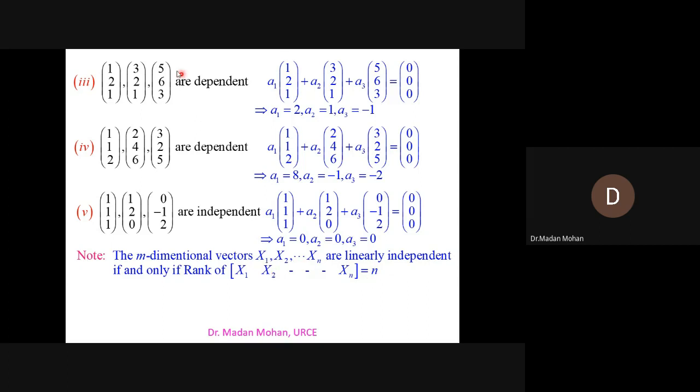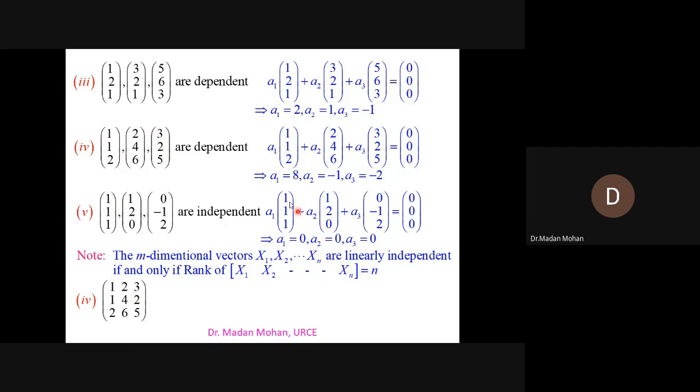So let me explain how to answer dependent or independent for these three examples with this, without bothering about A1, A2, A3. Of course, it is the definition, and we require the definition also for certain problems. Now let me explain the fourth example here. 1, 1, 2 is x1. 2, 4, 6 is x2. 3, 2, 5 is x3. I formed a matrix with columns x1, x2, x3.